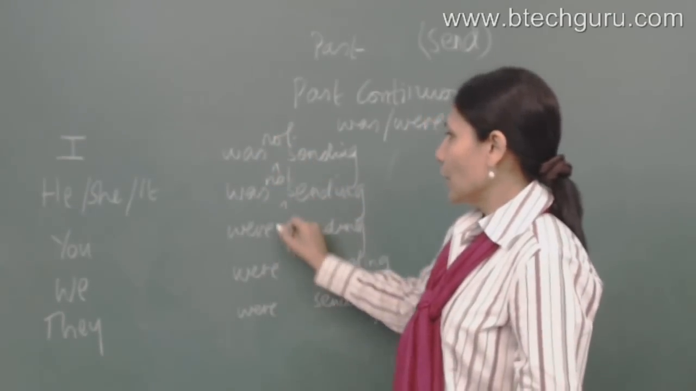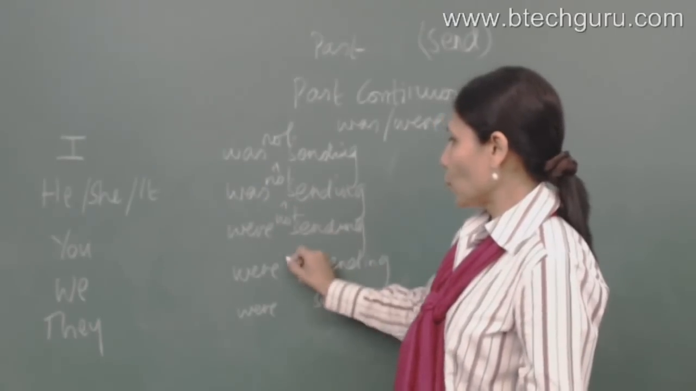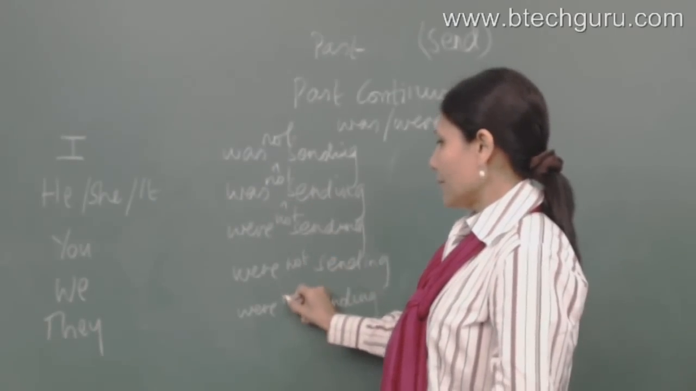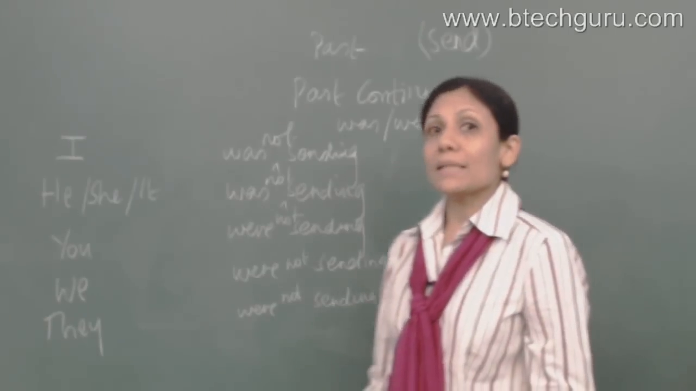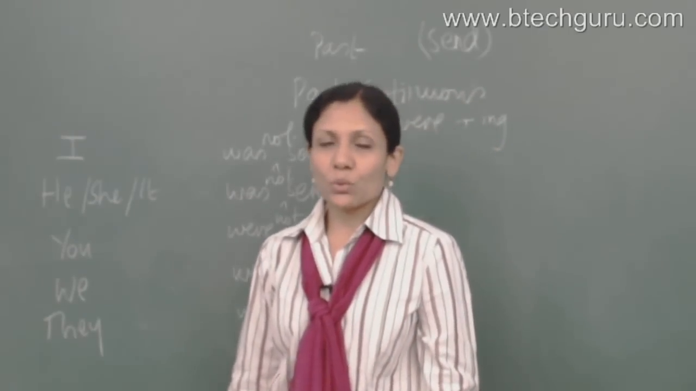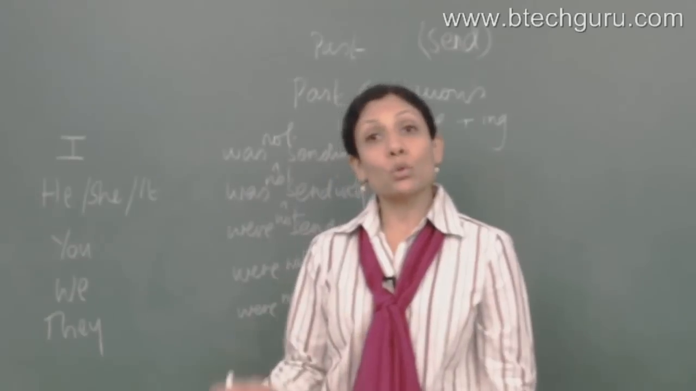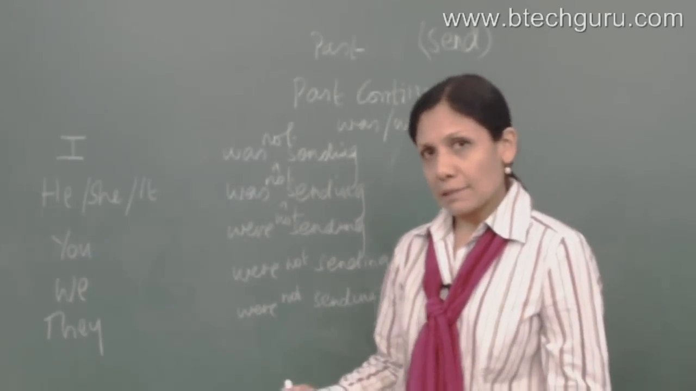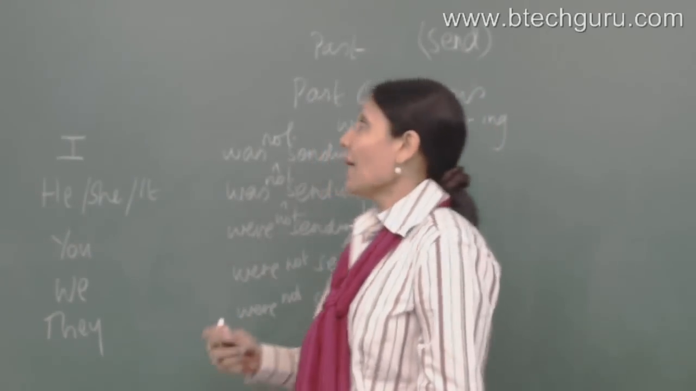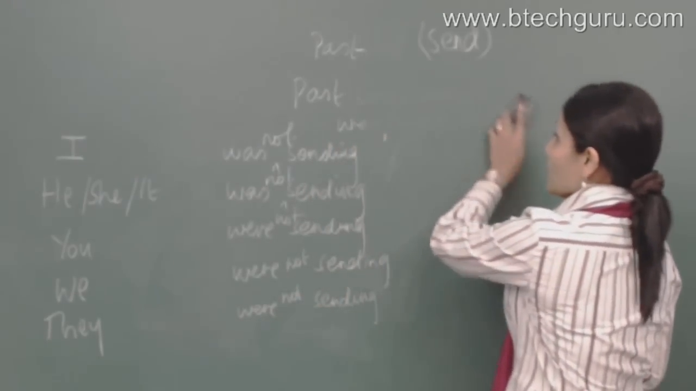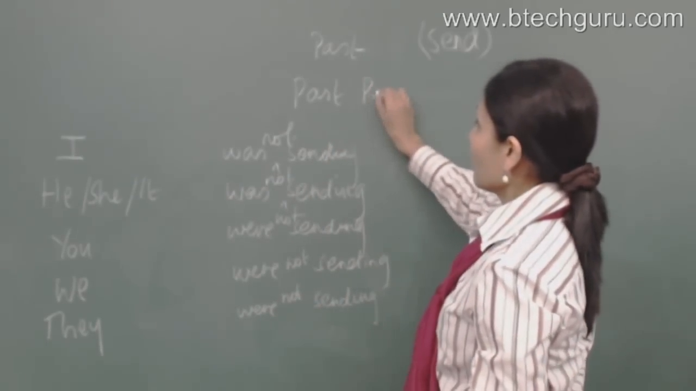You were not sending. We were not sending, and they were not sending. This is how past continuous is put into the negative. Alright, so we've done two, past tense and past continuous. We have one more to go, and that is a tense called past perfect.